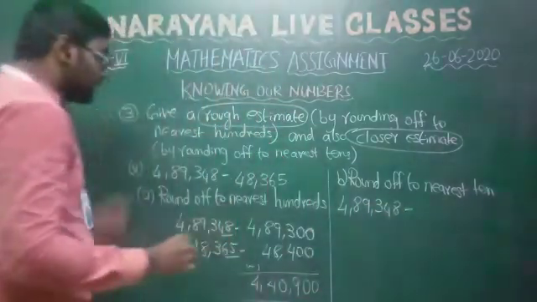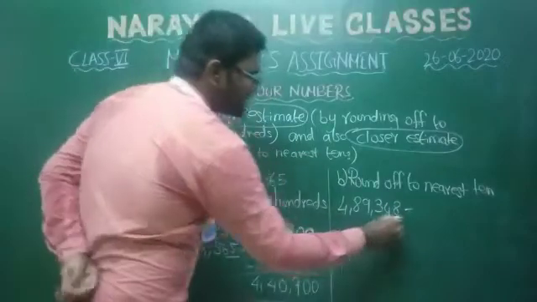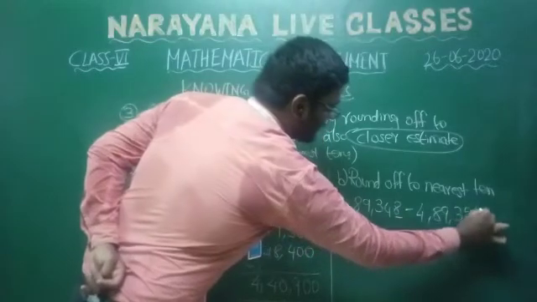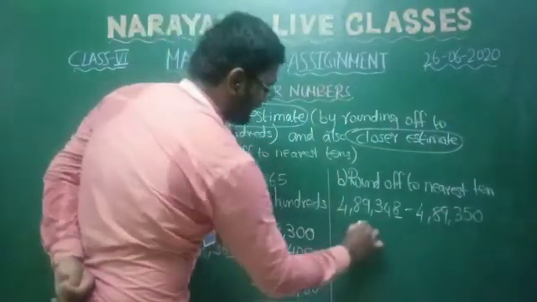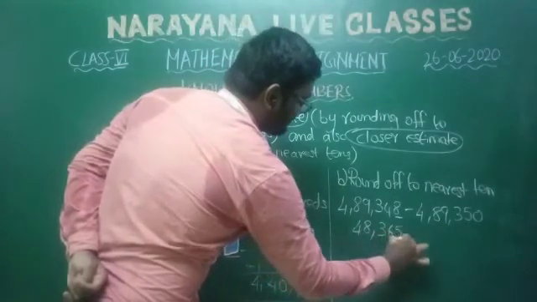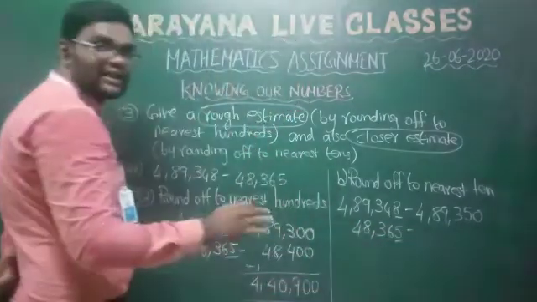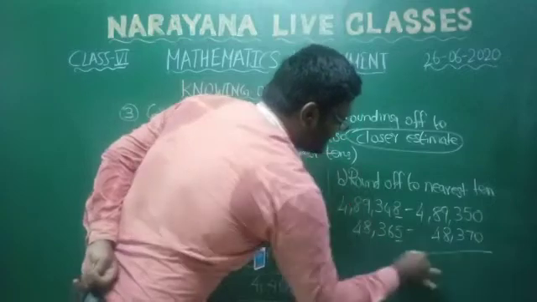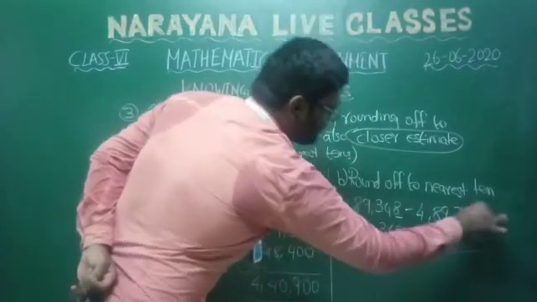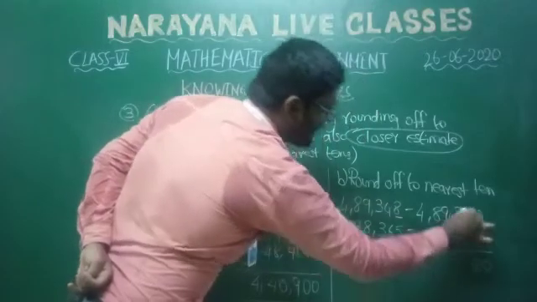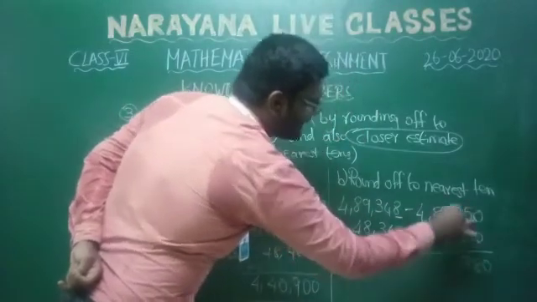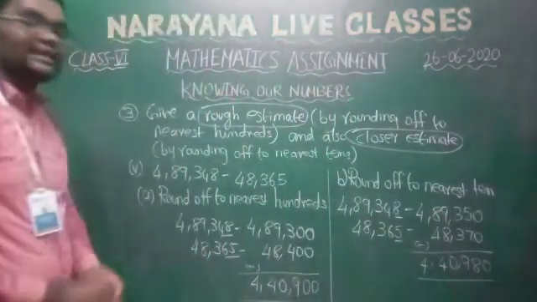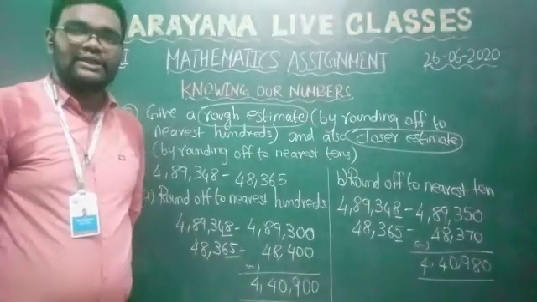Similarly, round off to the nearest 10. 4,89,348. If you round off to the nearest 10, you take only the ones place. It is greater than 5, so it will become 4,89,350. Okay. Next value is 48,365. Here also the ones place is 5. It is 5 also, so you have to round up to the nearest 10 only. 48,370. If you subtract, 0, 15 minus 7 it is 8. Again 12 minus 3 it is 9. 8 minus 8 is 0, 4, 4. 4,40,980. Okay students, thank you.